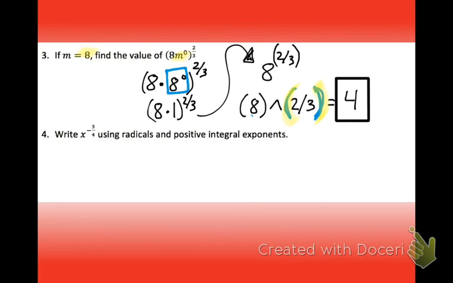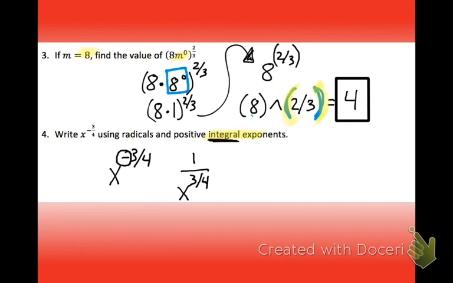And the last one, write x to the negative 3/4 power using radicals and positive integral exponents. So what that wants us to do now, it wants us to get rid of, first of all, the negative that's there, and then it wants us to use integral exponents. So it means it has to be only integers, whole numbers. So the first thing you want to do, to get rid of that negative, you need to think back from the last video about what we did. Well, if you have a negative, it means that you can take your whole thing and put it into the bottom. So we're going to have 1 over x to the 3/4 power. And now that takes care of the negative.